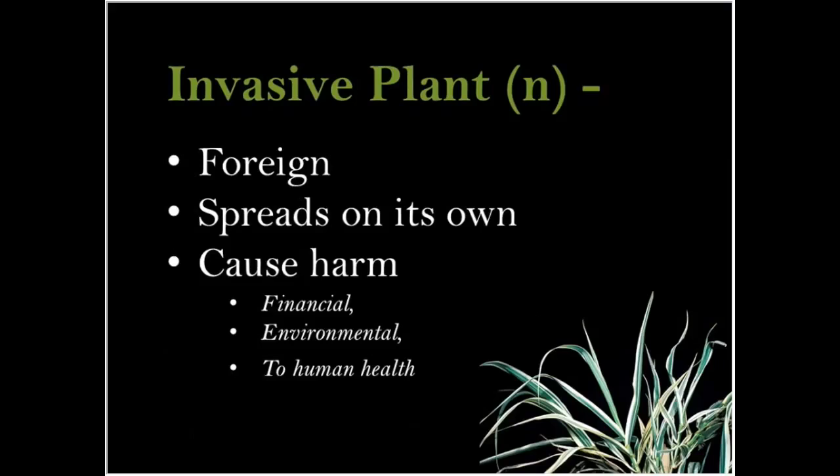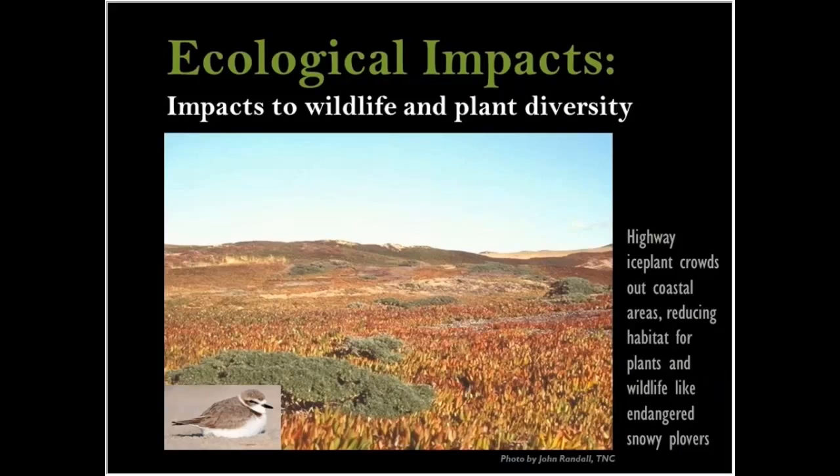But where they are invasive, these plants spread on their own, meaning that they don't need irrigation, soil amendments, or tillage in order to thrive. And by spreading on their own, invasive plants cause measurable harm, whether it's financial, environmental, or to human health. But you're probably wondering, how do invasive plants actually cause harm? What does that actually mean? Well, let's take a look at some examples.